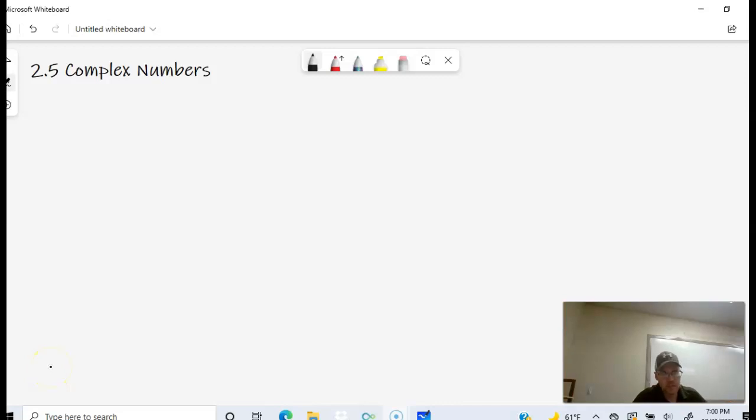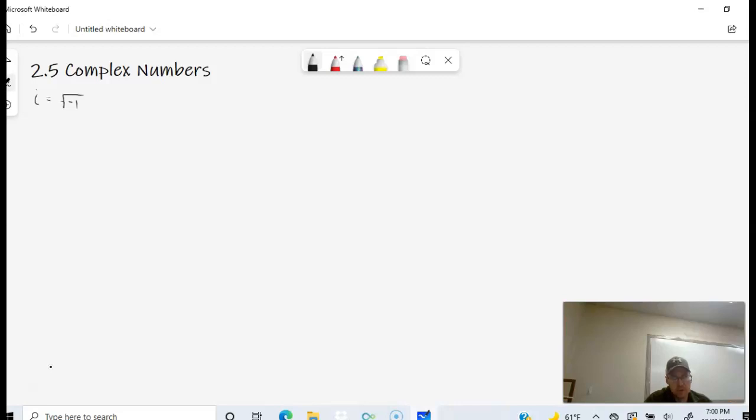Okay, we're working on section 2.5, complex numbers. A little different than what we're used to seeing, but it's not too terrible as long as we don't let it intimidate us too much. One of the main things that you're going to need to know is we're going to start using imaginary numbers. We're going to use the imaginary unit i. So basically what we need to know is that i is equal to the square root of -1.